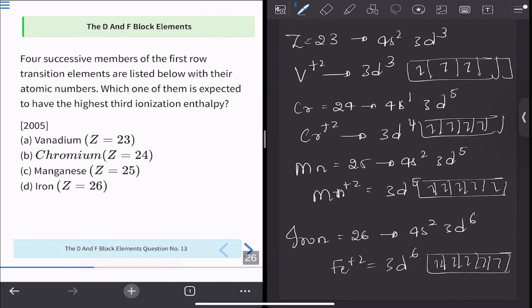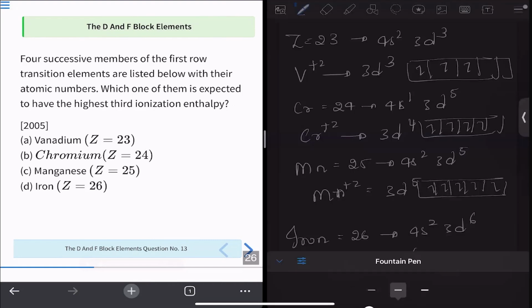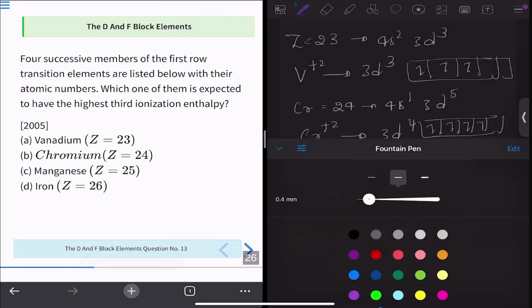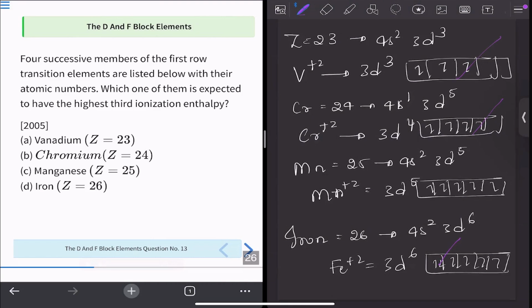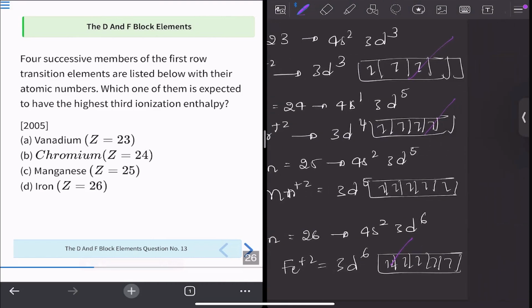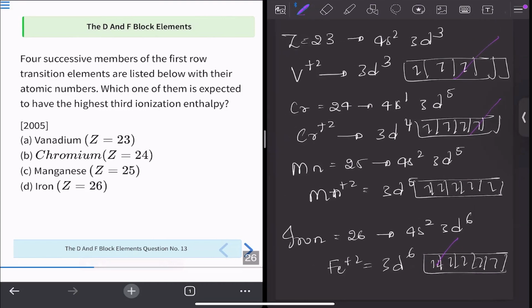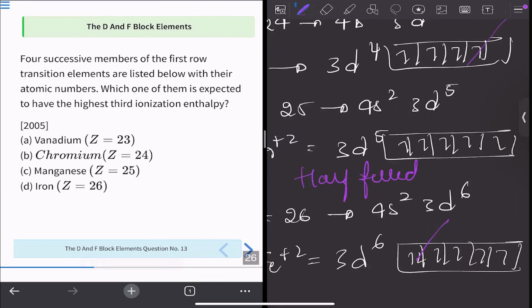Okay. So it is easy to remove an electron from here. It is also easy to remove from here. So in the case of manganese, there are half-filled d orbitals. As there is a half-filled d orbital, it will be more stable.